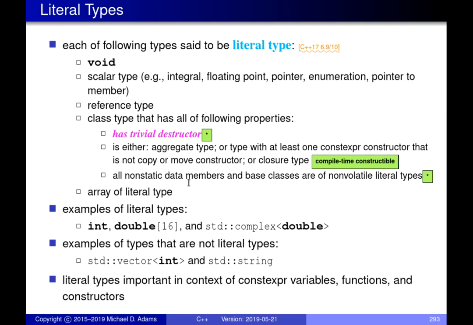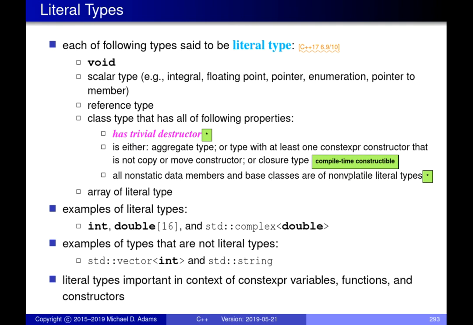The last item in this sublist is that all of the non-static data members, in other words the ones that exist on a per-object basis, because you can also have data members where there's only one copy for the entire class, what's called a static data member. Non-static data members are the ones where there's actually one in each object. The non-static is the more common case. Most of your data members tend to be non-static. And any base classes, if you're using inheritance, all of these things have to be literal types.